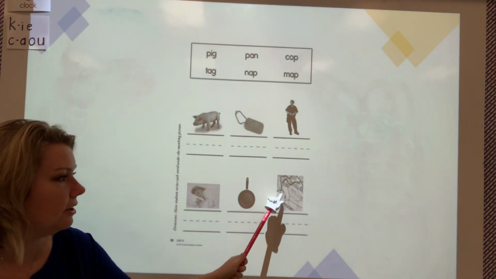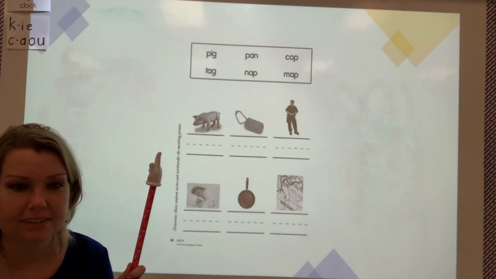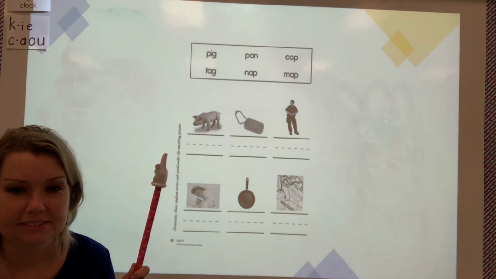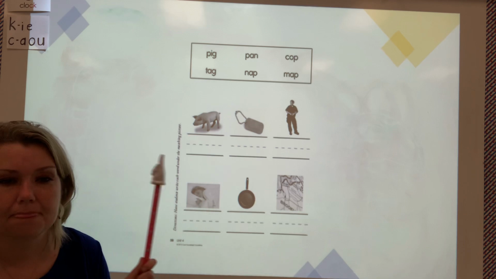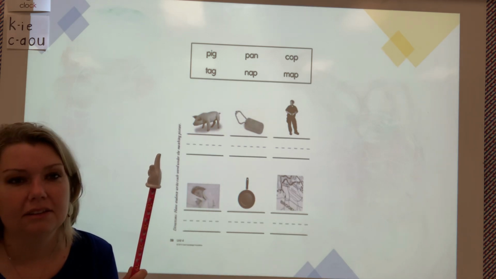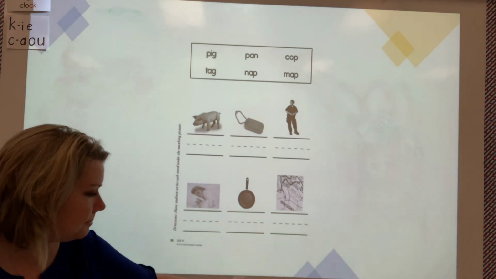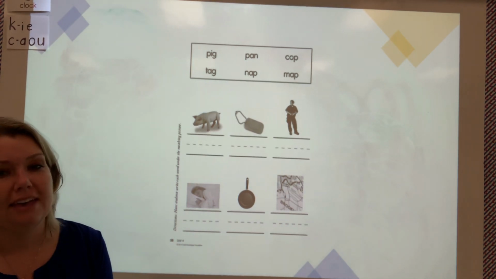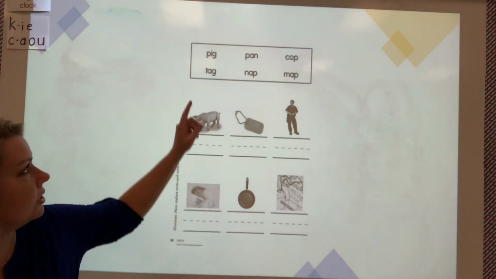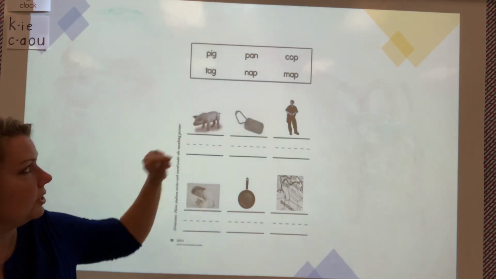Elliot, do you know what we call that? This thing? Map. It's a map. Okay, so you're going to read the words and find out where it goes.